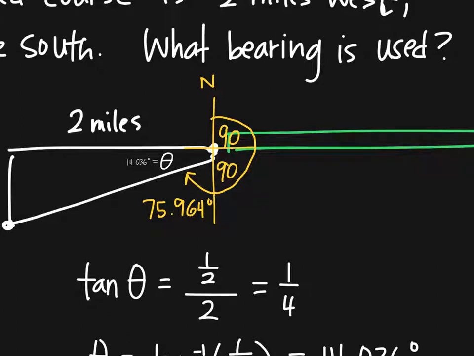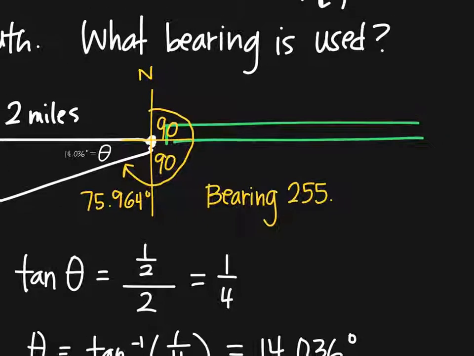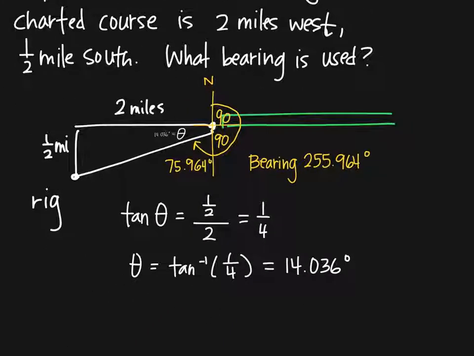So put it all together to figure out the bearing. You've got to have the 90 and another 90 and then the 75.964. So what's the sum if you add them all up? 255.964 is the bearing heading that the ship has to use to get from the end of the pier out to the oil rig. Bearing has to account for all the degrees up to that point.